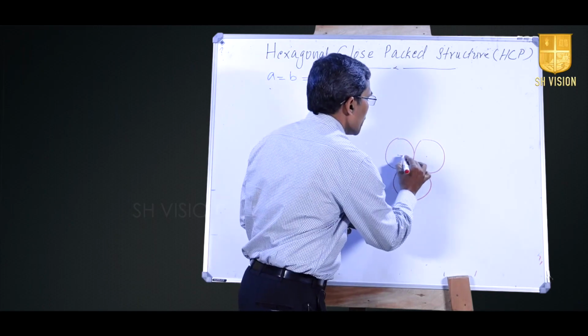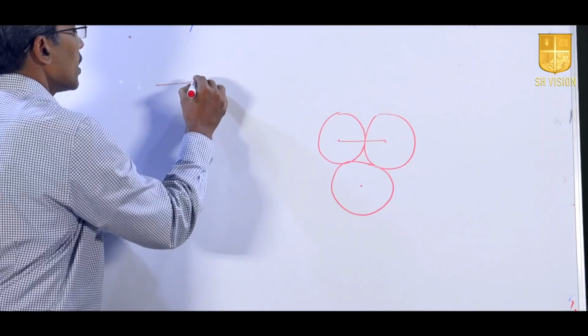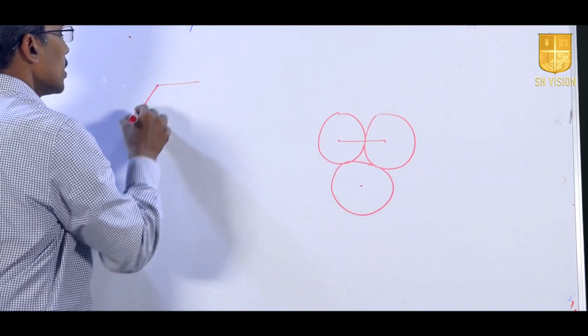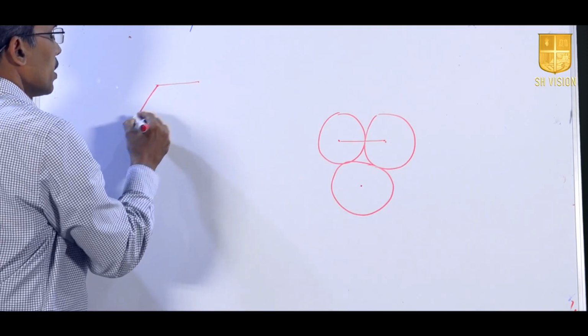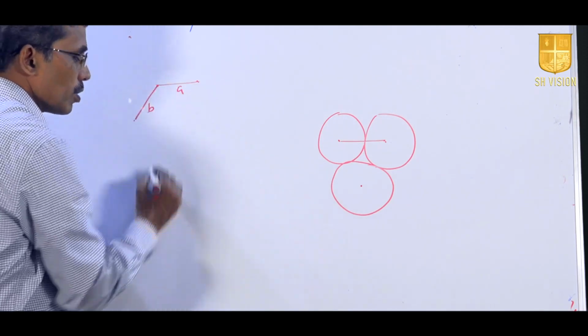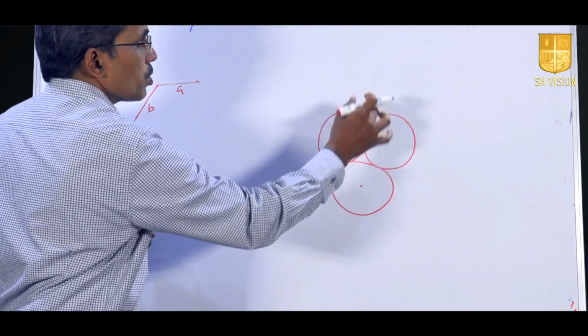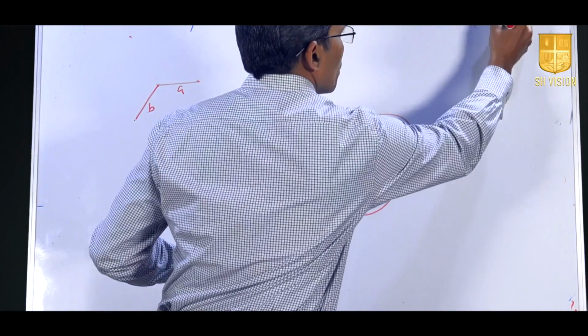So this distance will be A, because we are taking it like this. This is one point, this is another point, this is another point. A is equal to B and that is not equal to C. Therefore this distance is nothing but A, and this A is equal to 2R. Therefore A is equal to 2R.